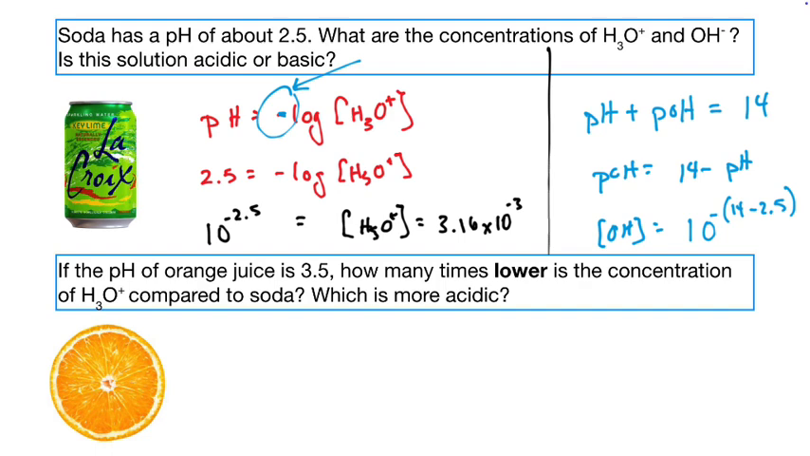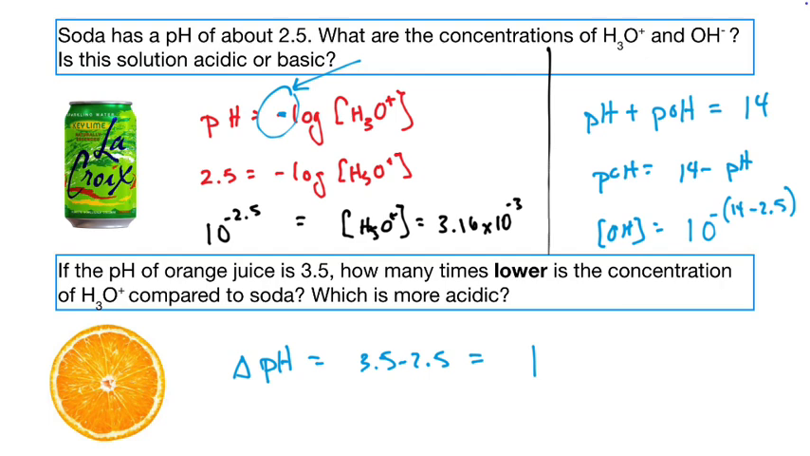All right? So if we look at the pH difference, what happened? Our change in pH, 3.5 minus 2.5, the difference is 1. So the orange juice is 1 times lower the concentration of H plus. But wait, if it's 1 times lower, wouldn't it be the exact same concentration? Because that's what happens when you multiply something by 1. That doesn't make any sense.